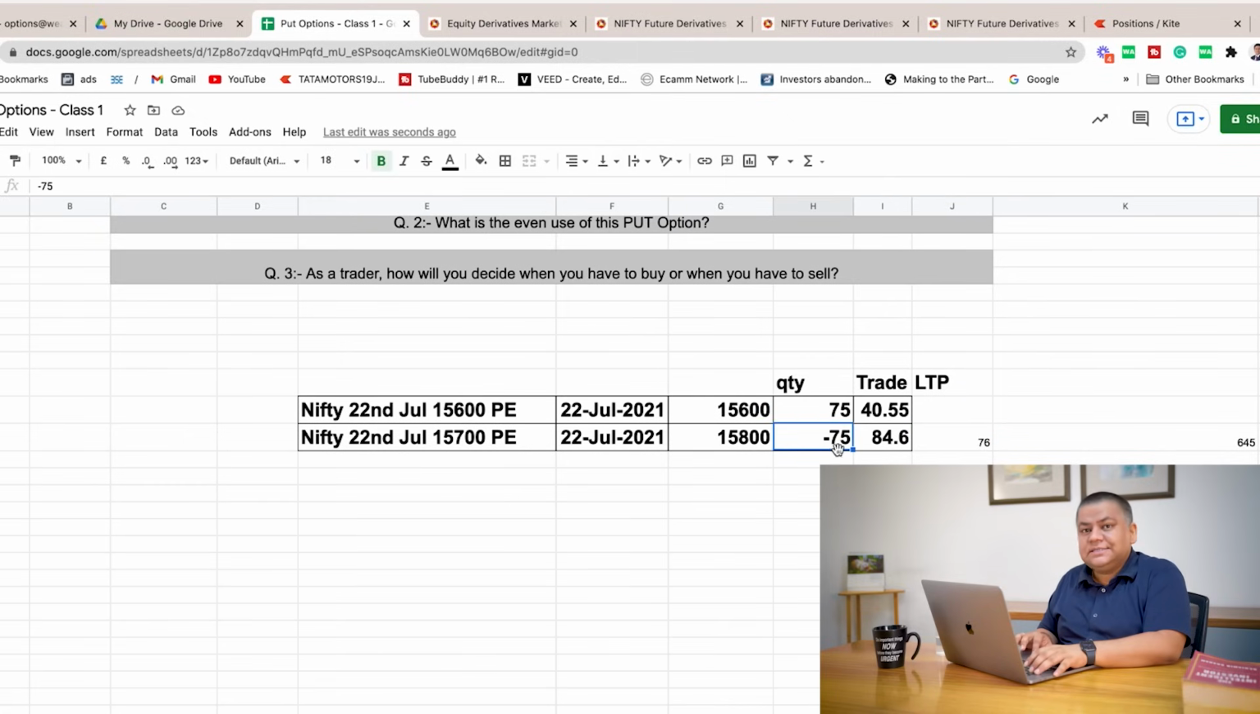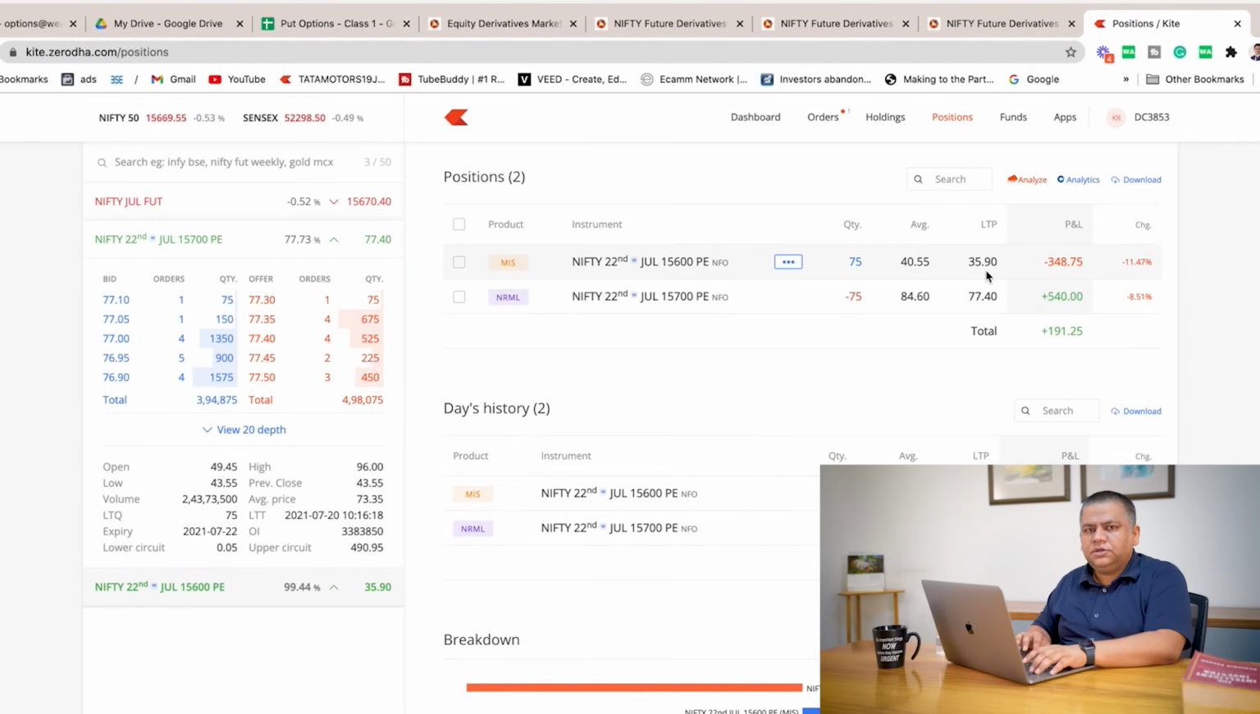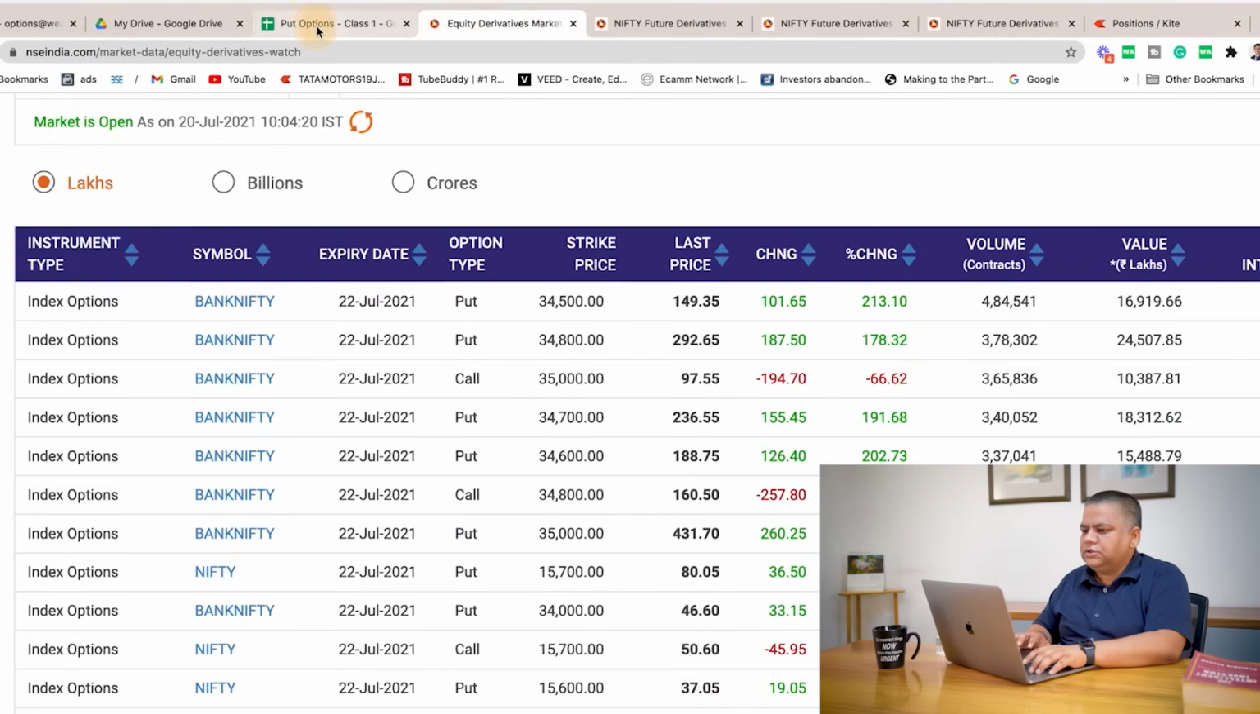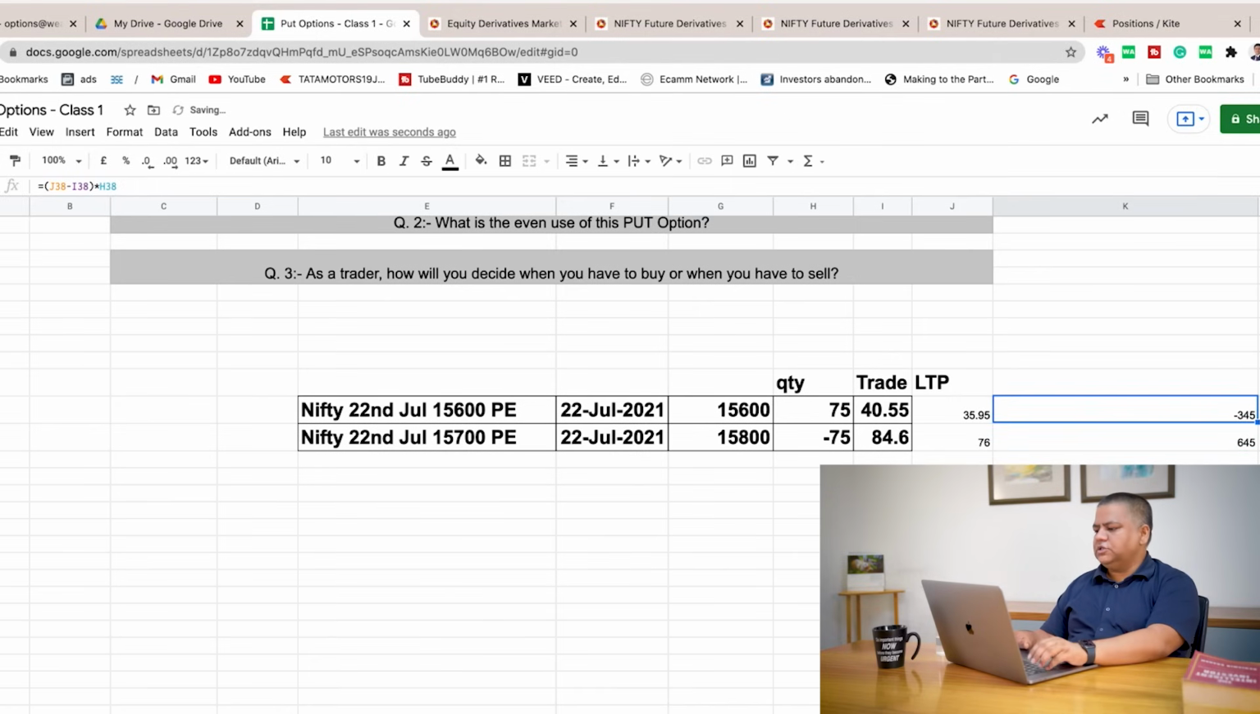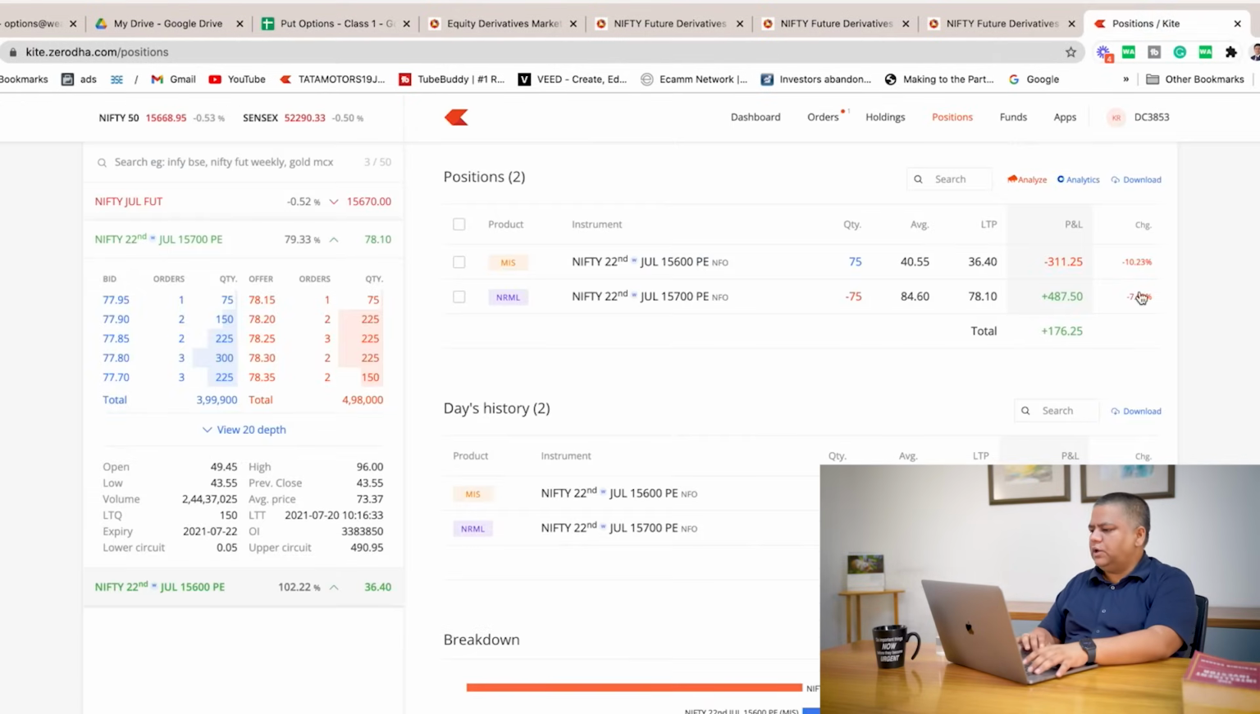In the calculation side, since I have taken minus 75 already, we'll keep the simple formula of buy price minus sell price. Here again, buy price. So the price we have to take is 35.95, which is what it is going on. I can replicate the same formula and you see that you are making a loss. However, the overall result is that we are making some profit there.